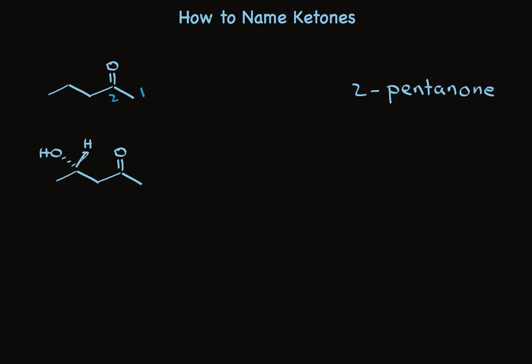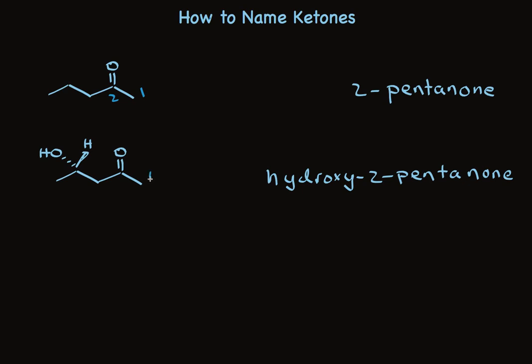This guy's a little different. It has a substituent and a second functional group. We need to know that the highest priority functional group is the ketone. Ketones are higher priority than alcohols. And when we name alcohols as substituents, we call them hydroxy groups. So again, this is a 2-pentanone. It has a hydroxy substituent.